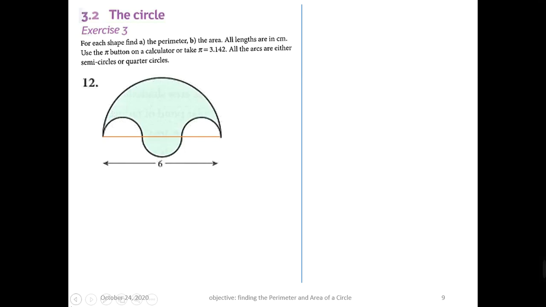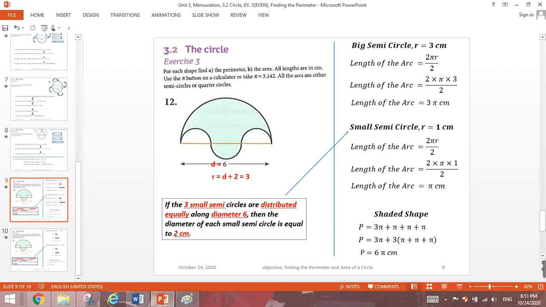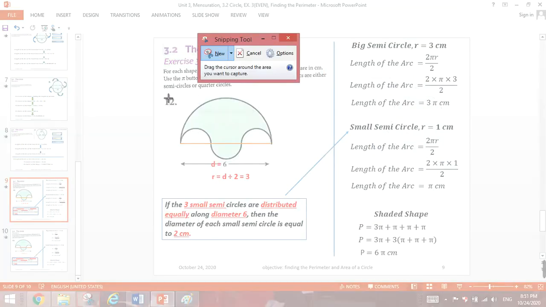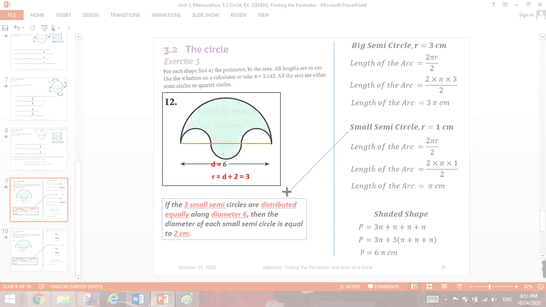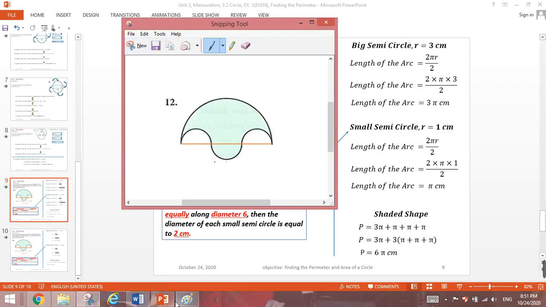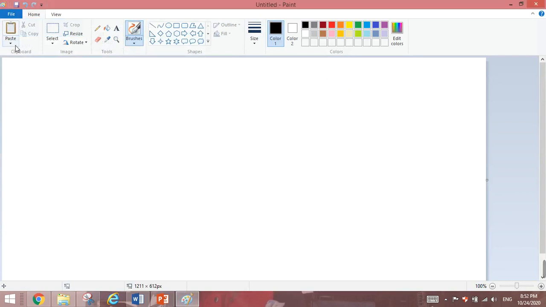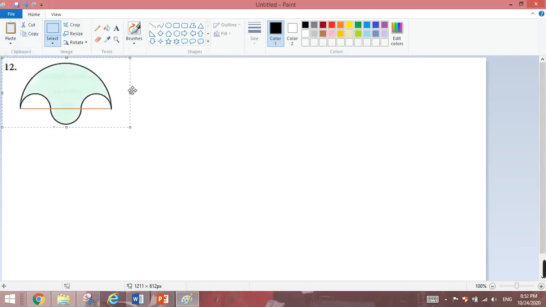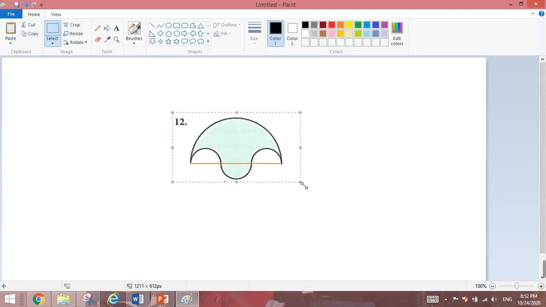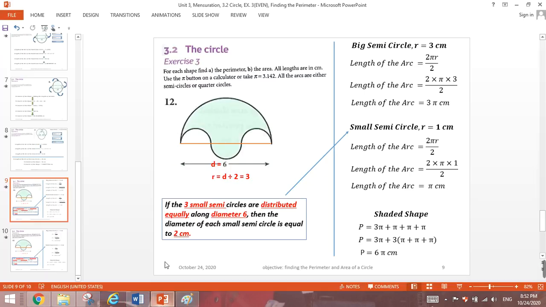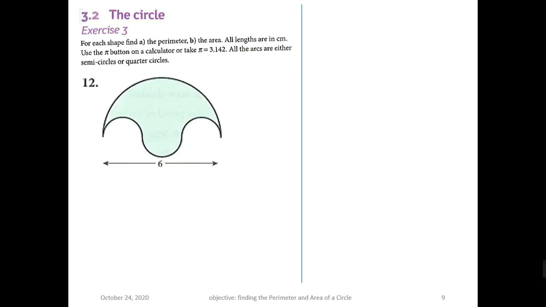So let's take this shape here and let's paste it here as follows. Let me enlarge it a little bit so that you can understand what we are talking about. Let's get back to the presentation.